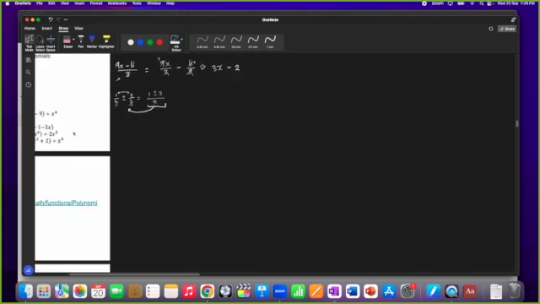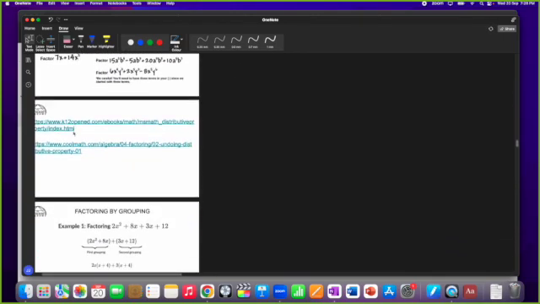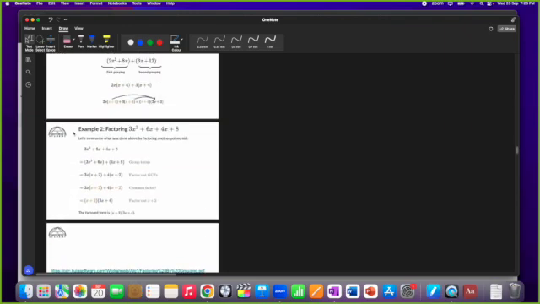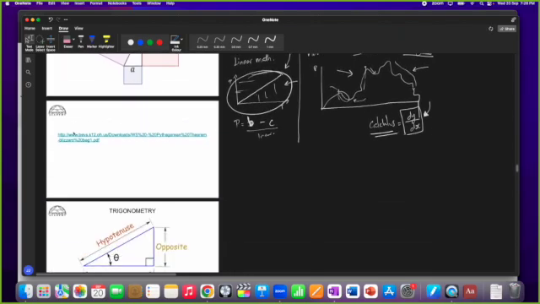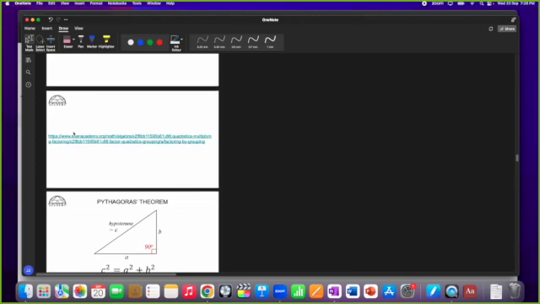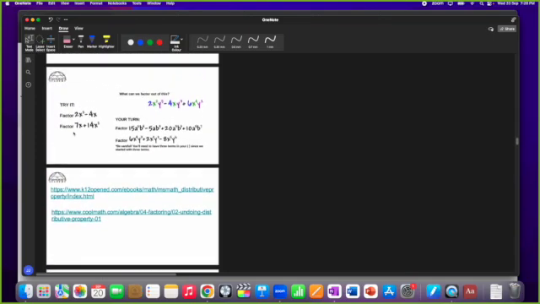Let me see how much more we had to do. Well, we still have some stuff to cover here. Factorizing by grouping and all of that kind of stuff. And this is the end. We don't have to do Pythagoras and thing. We could skip this and the trigonometry. We'll get there when we get there. So all we had to do is up to this factorizing by grouping there.